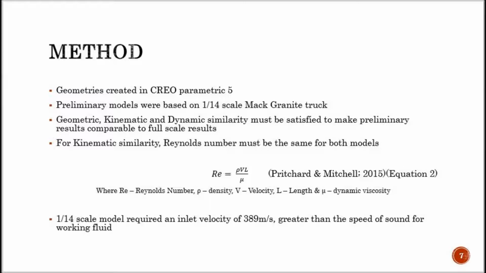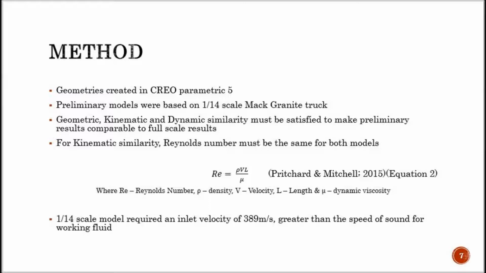In order for the results to be representative of full-scale models, geometric, kinematic, and dynamic similarity must be satisfied. The use of the 1/14 scale replica satisfied the geometric similarity constraint, but the inlet velocity had to be significantly increased from the 27.8 meters per second required for the full-size truck. Kinematic similarity is achieved when the flow regime, or Reynolds number, is the same for both models.